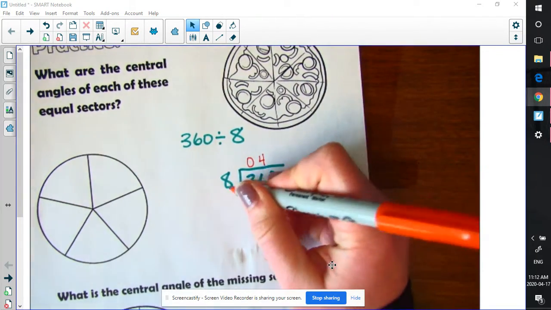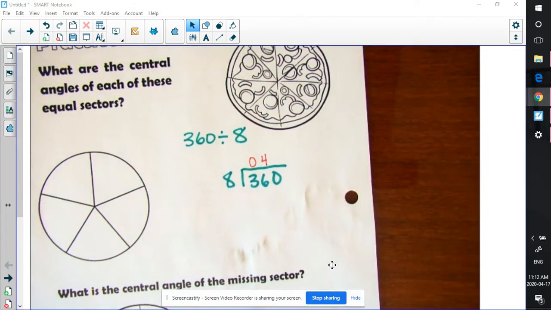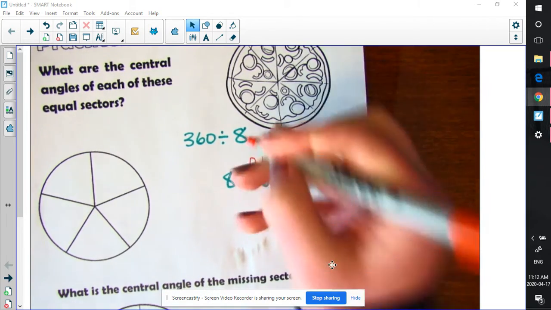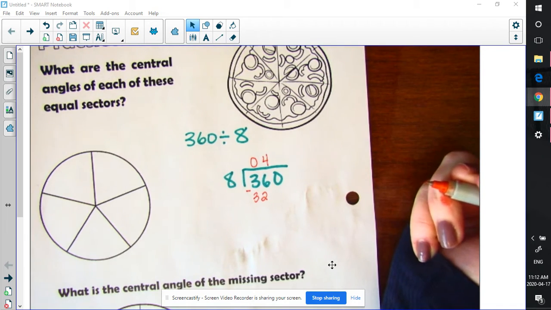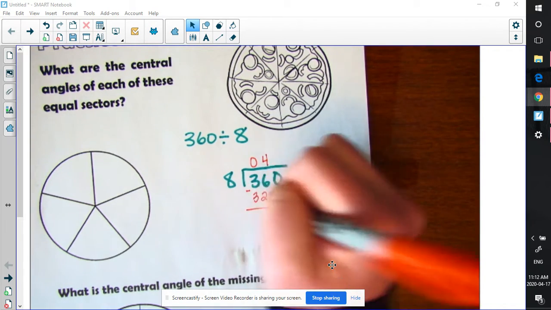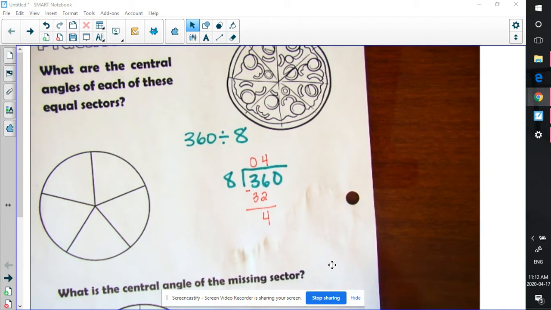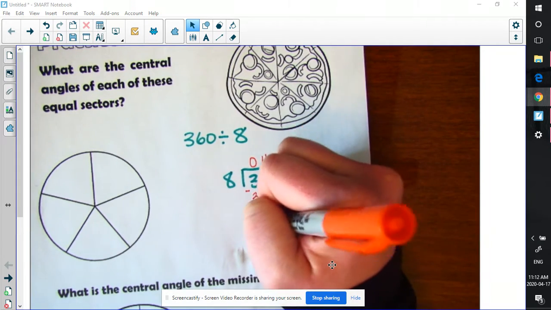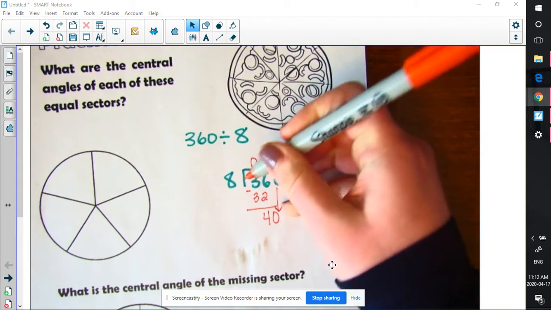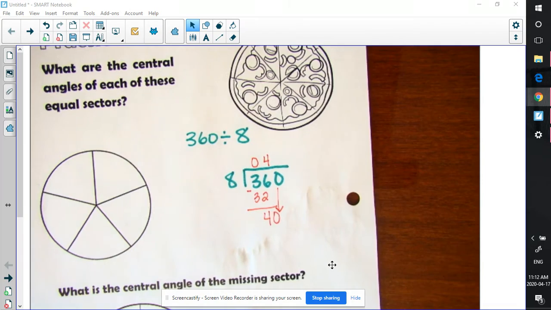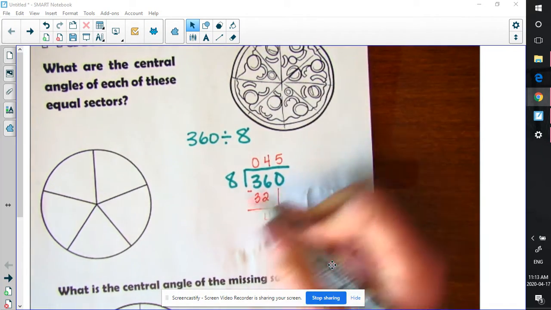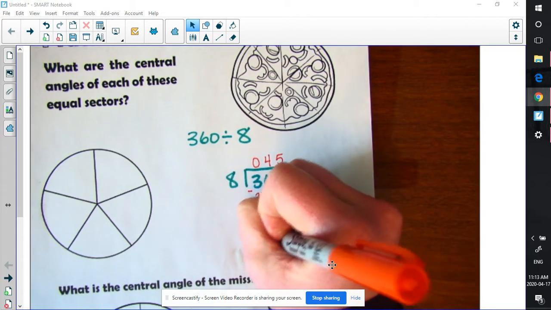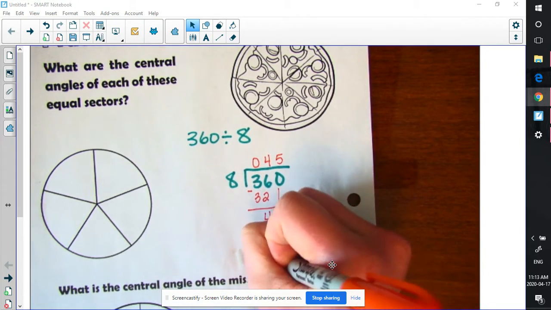Then we do 8 times 4. 8 times 4 is 32. So we put 32 underneath. And then we do 36 subtract 32. That gives me 4. Then I bring down the 0. Can 8 go into 40? Yes, it can. 5 times. 8 times 5 is 40. I subtract them and I get 0.